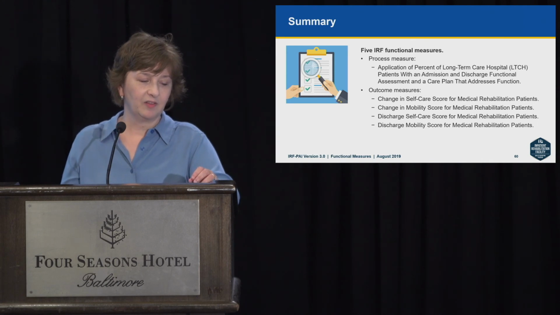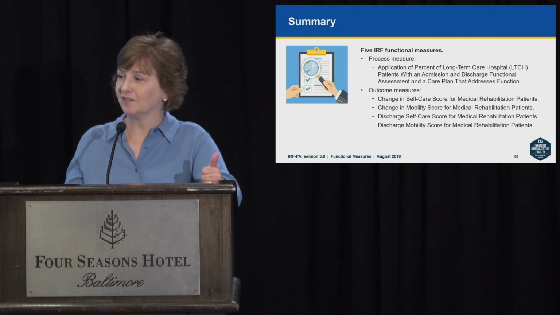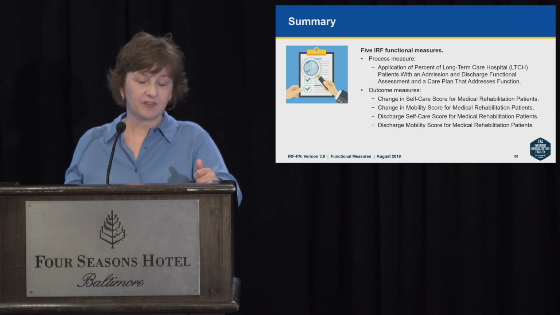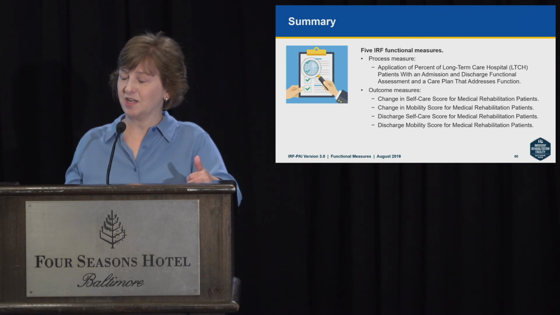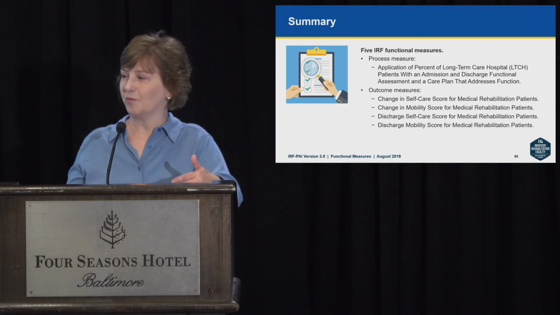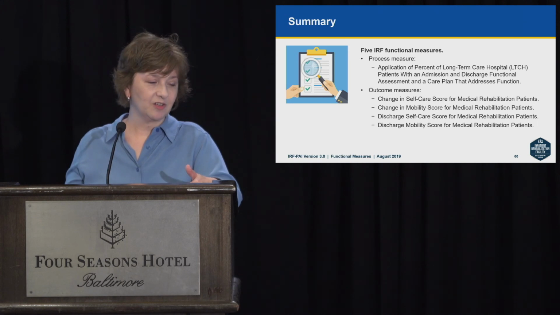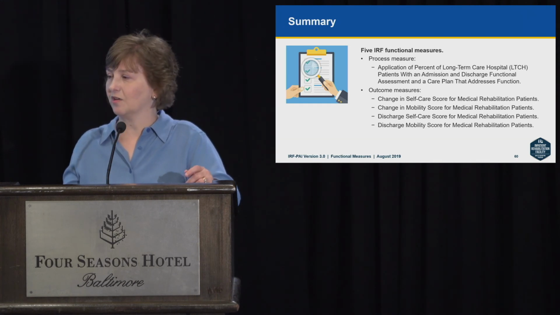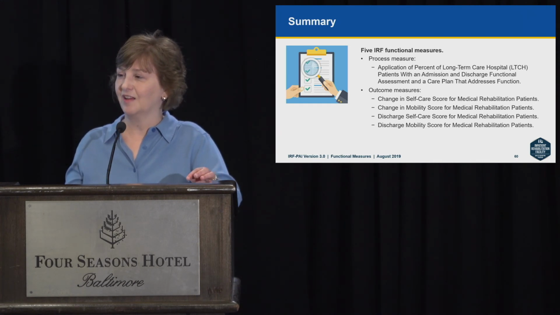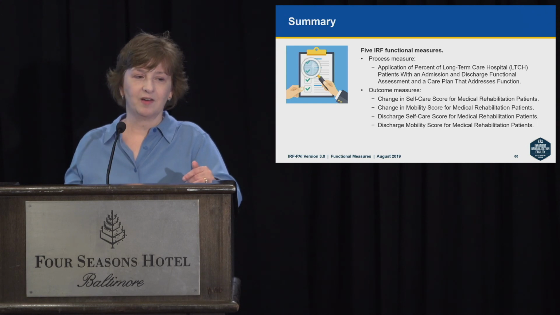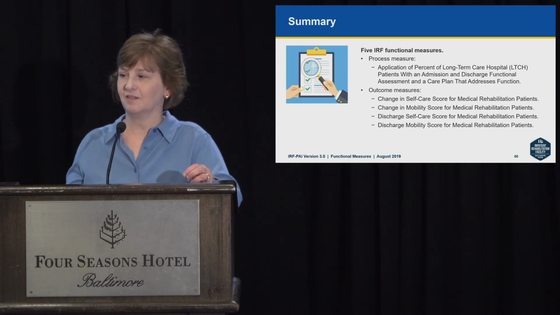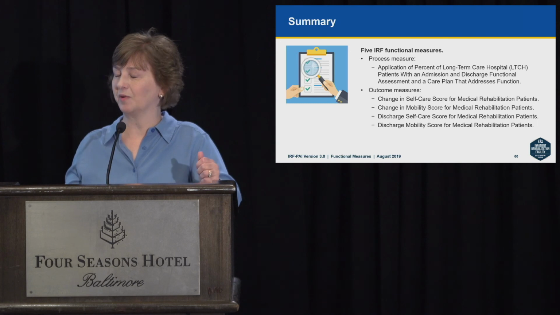So basically, there's the change in self-care measure that looks at the risk-adjusted change between admission and discharge for self-care, and the change in mobility score for medical rehabilitation patients, which is basically the change in the mobility ability of patients on average, again risk-adjusted. And then the discharge self-care score and discharge mobility score are percent values, and they represent the percent of patients who met or exceeded the expected self-care or mobility score.